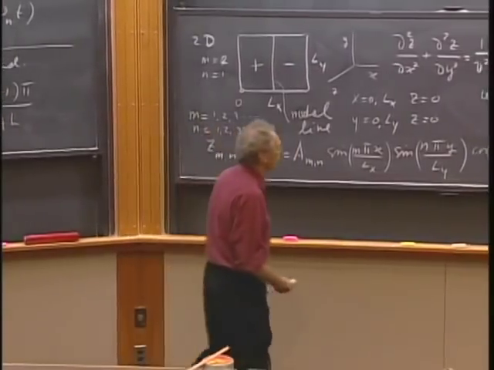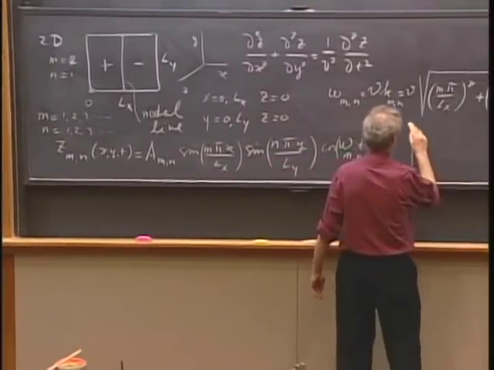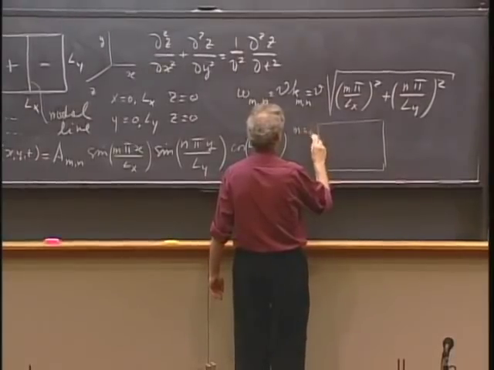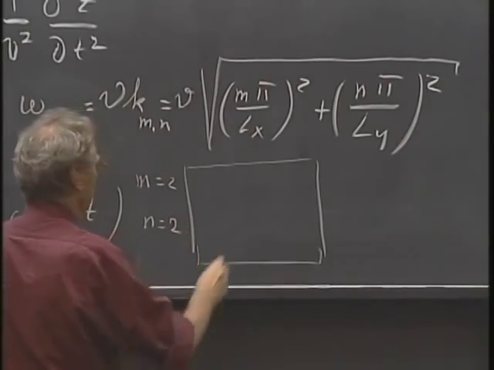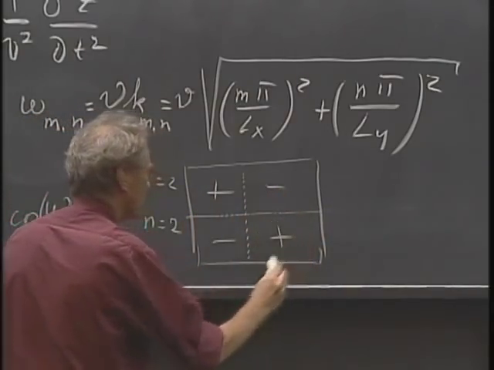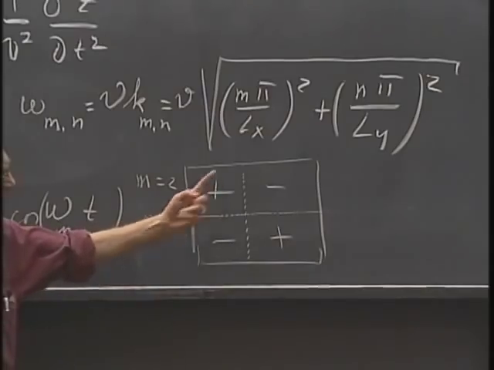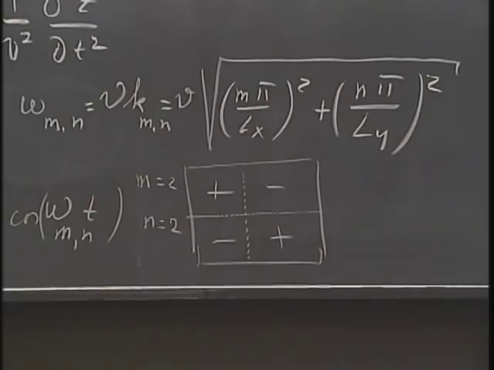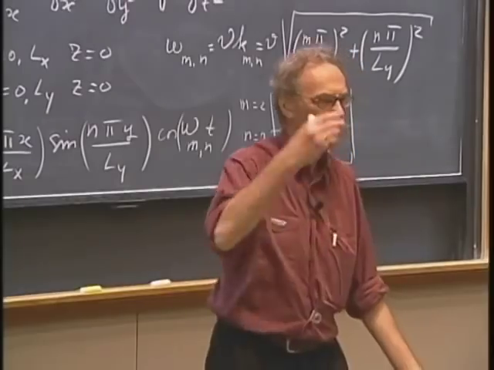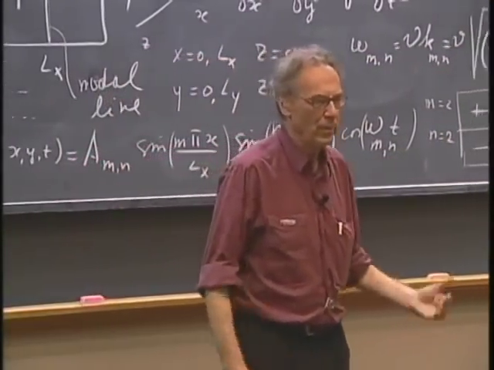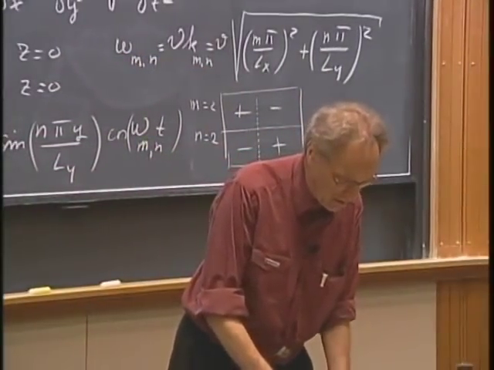And if, for instance, you wanted to know the m equals 2, n equals 2 mode, then you will get two nodal lines, plus, minus, minus, plus. If this comes out of the blackboard, this comes out of the blackboard, this goes into the blackboard, this goes into the blackboard. And in French, you will see some remarkable, wonderful pictures of a guy with beautiful hair from the 50s, whereby you see the oscillations of the soap film in these various modes. It's really very, very exciting, very interesting.